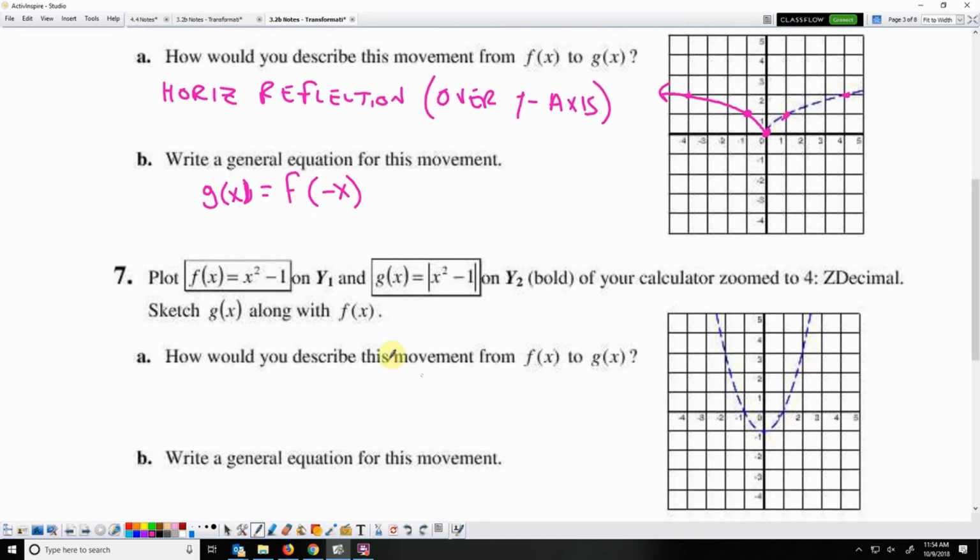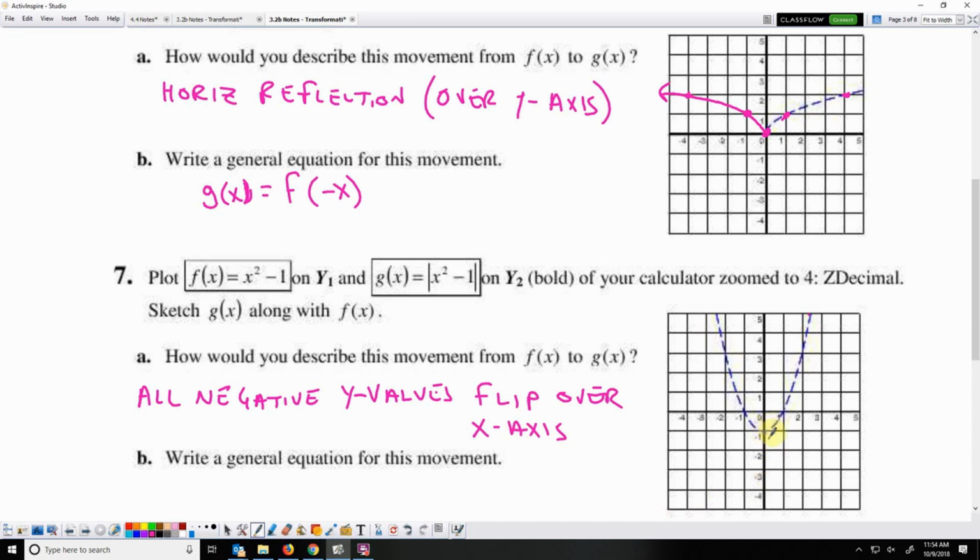All right, so now we've got f of x equals x squared minus 1. That's what's right here. It's a parabola shifted down 1 unit. What if we did the absolute value of x squared minus 1? How would you describe that? So what absolute value does is it takes all of your negative outputs and makes them positive. Okay, so if an output is negative 3, the absolute value is positive 3. So all negative outputs, which are negative y values, flip over the x-axis. They become positive outputs.